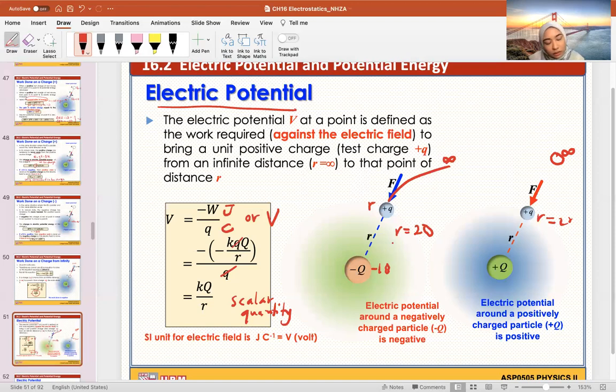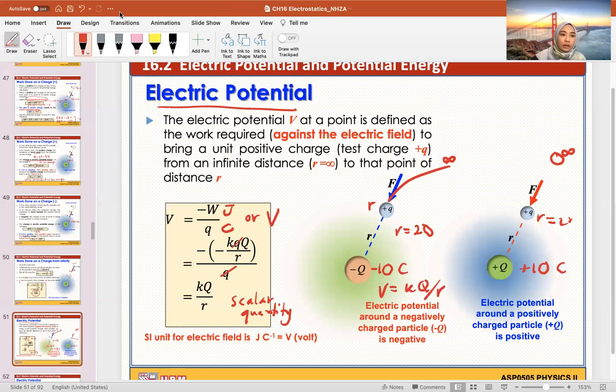The unit for the charge is coulomb. So minus 10 coulomb, and this is positive 10 coulomb. Okay, so now let's use the equation: V equals kQ over R.